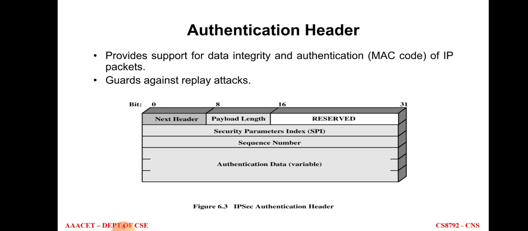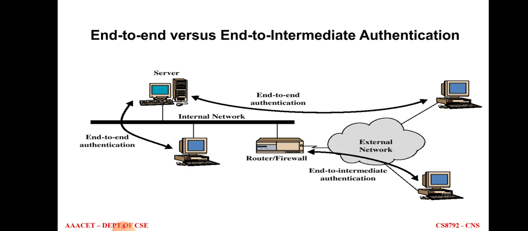Initially, it has the next header value and the payload length, which is a variable value. Next is reserved, which is used to reserve some more bytes for future use. Next is the security parameter index, that is SPI. Next it has the sequence number, and the last is the data, which is variable, the data we want to transfer from source to destination. So this is the authentication header, and this diagram represents end-to-end authentication versus end-to-end intermediate authentication.